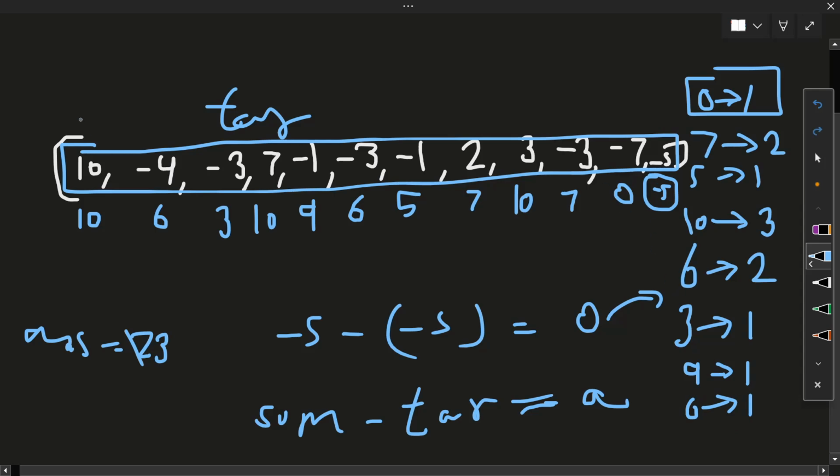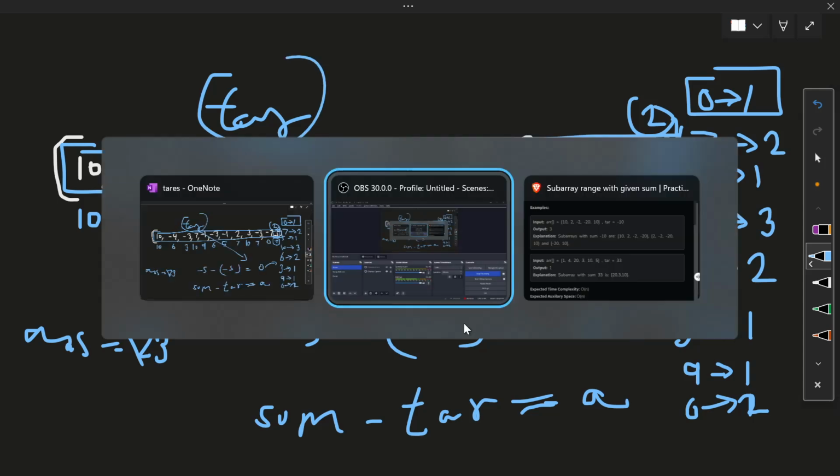The value of this subarray is minus 5 itself, and this value is also minus 5. So there are two subarrays to this index. So we need to add one more 0 initially, to satisfy this condition. So that's how this algorithm will work. Let's try to code this.